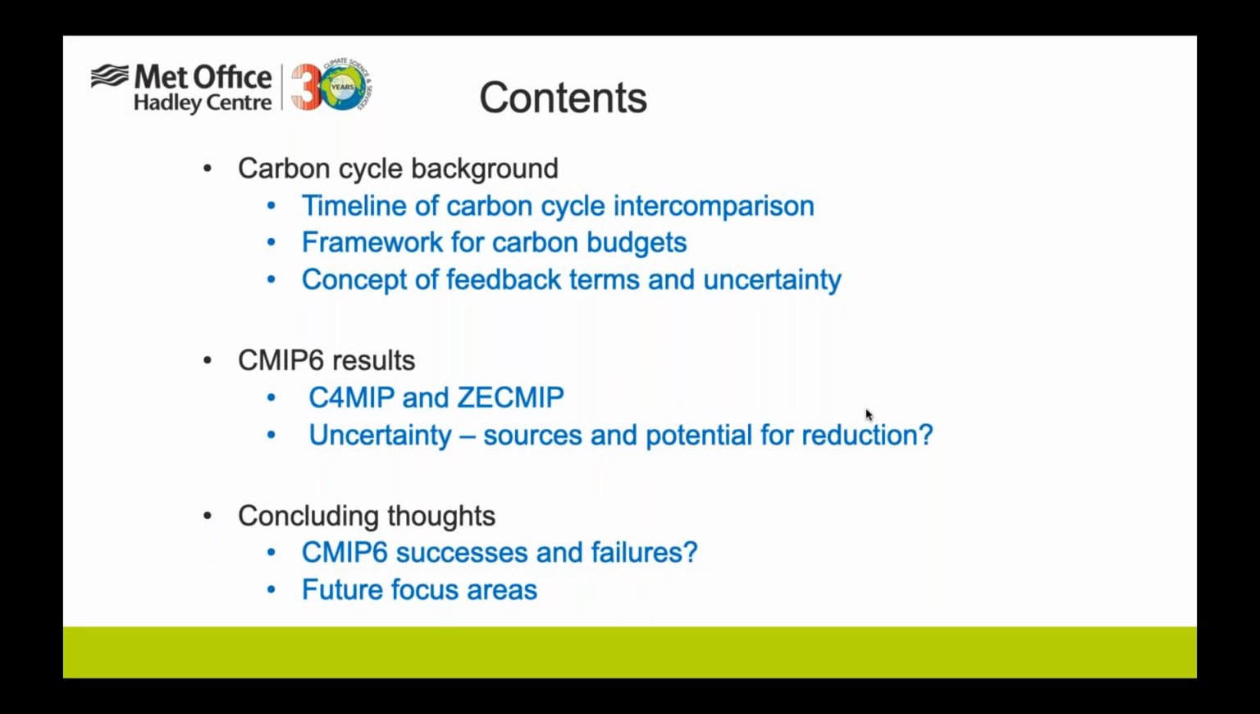So I'm going to talk a little bit about the background of the carbon cycle. I'm assuming that most people listening to this are in the Earth system modeling realm, and you've got a general knowledge of why we do carbon cycle research, but I thought I'd give a little bit of history and talk about some of the concepts of the feedback terms and where the uncertainties lie in the system, and then discuss some of the results from CMIP6, so two particular MIP activities, C4MIP and a new one called ZEC-MIP, which I'll explain, and then a few concluding thoughts in terms of where I think CMIP6 has been successful or not, and some areas for future work.